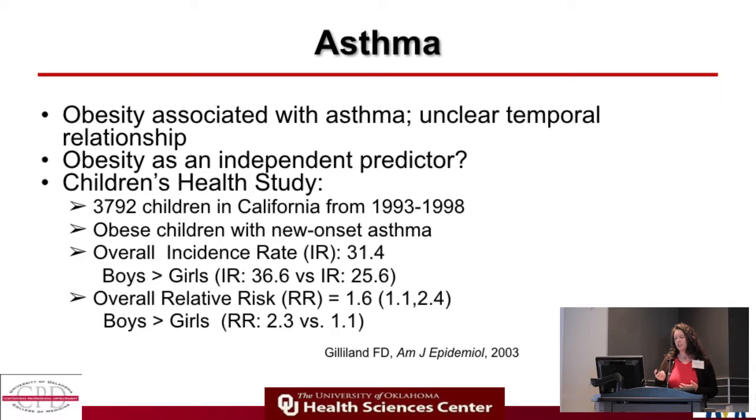So there was a study in California in the 90s that looked at 4,000 children in the Kaiser institution, and basically these obese children were having new onset asthma, with an incidence rate of like 31, with boys having higher incidence than girls. So I always do.